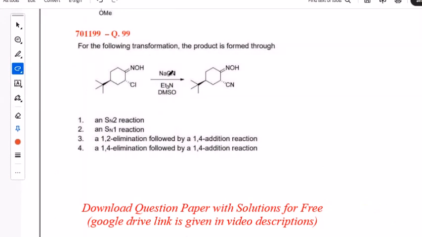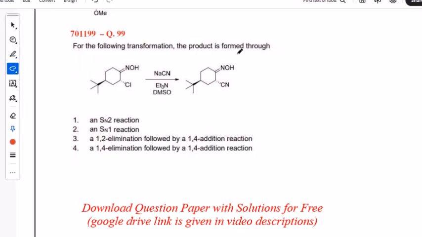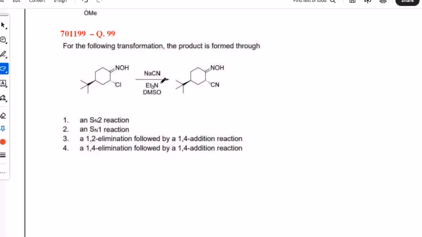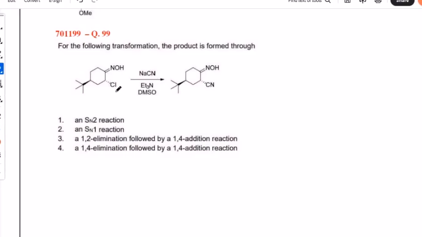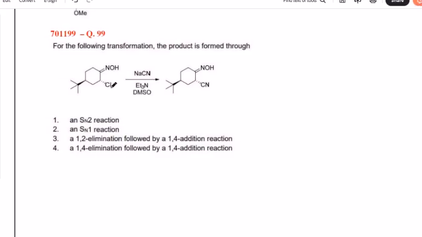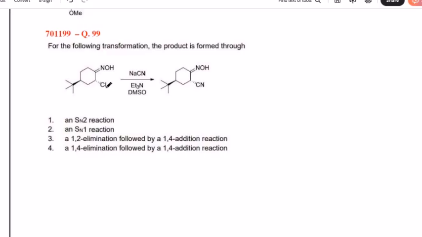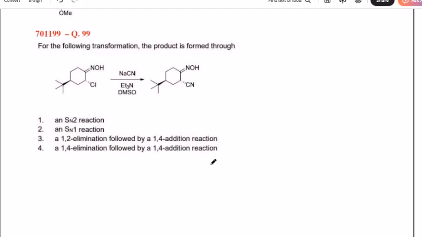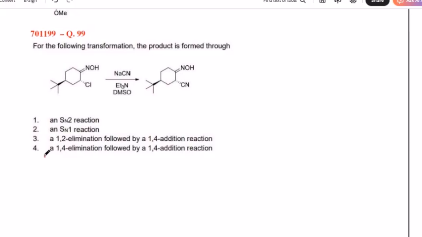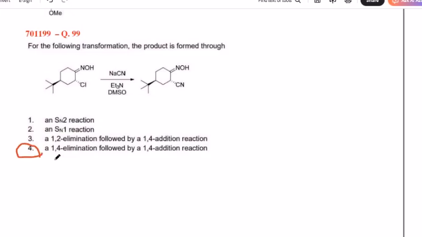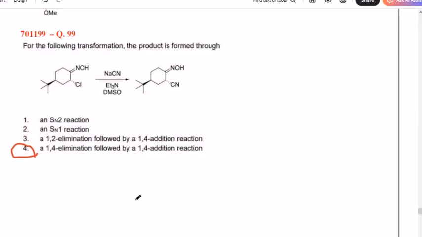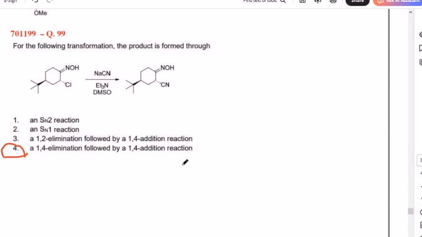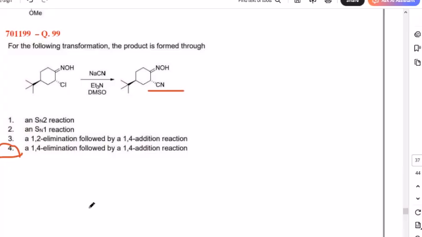Next, for the following transformation, the product is formed through... so what is happening? This chloro is displaced by sodium cyanide. How is it going to take place? A two-step mechanism, right: 1,4 elimination followed by a 1,4 addition reaction. Yes, it is possible by this reaction, where option number 4, 1,4 elimination followed by a 1,4 addition reaction, you are going to get cyanide.